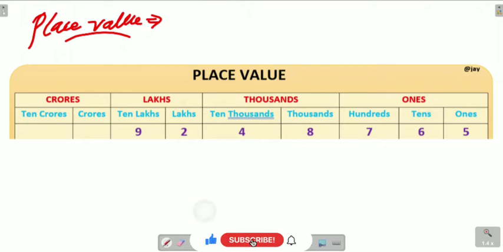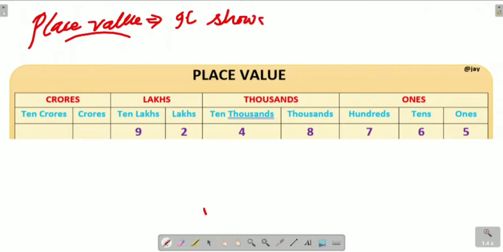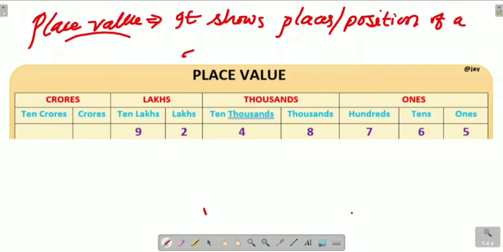So place value shows the places, or we can say the position, of a digit in a number. Okay, in a number. So as I have written, place value shows the place or position of a digit in a number. So let me explain how.